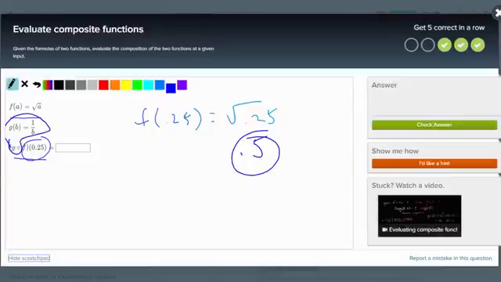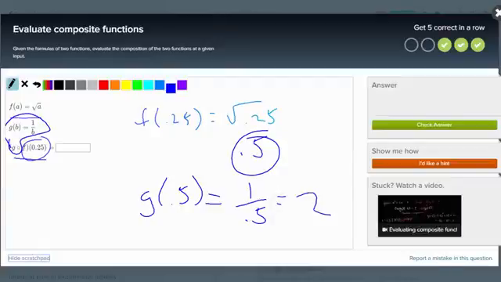So g of 0.5 equals 1 over 0.5. And 1 over 0.5 equals 2. If you didn't know that, calculator. Or you could do long division, right? 1 divided by 0.5, move the decimal over, move that decimal over, 5 goes into 10 twice. So my answer is 2.